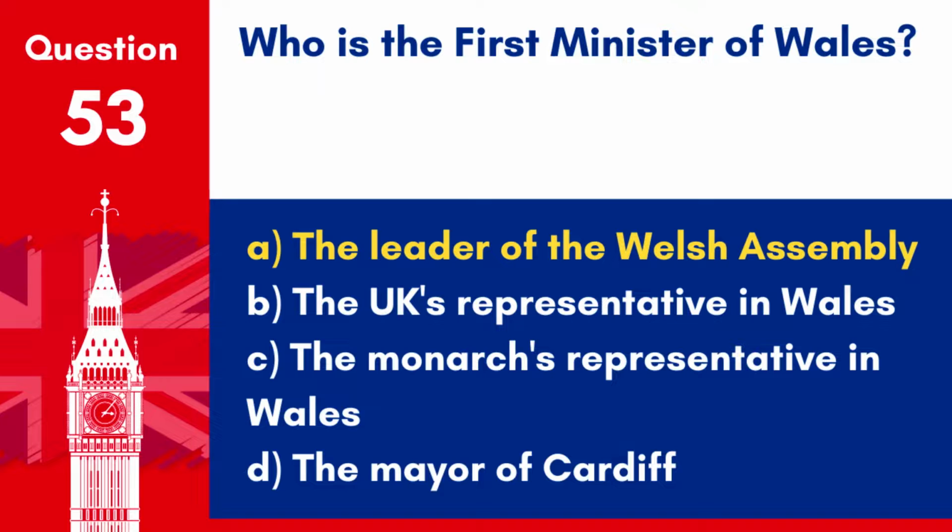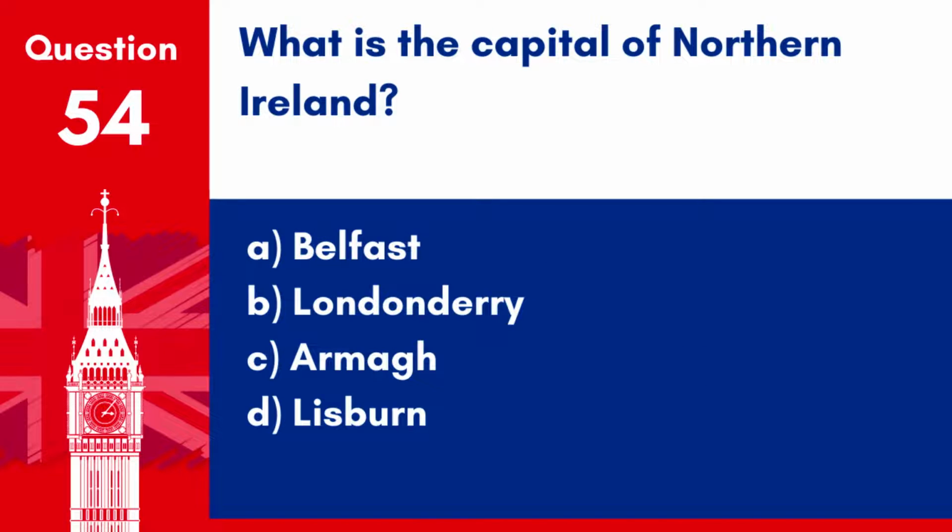Answer. A. The leader of the Welsh Assembly. The First Minister of Wales is the head of the Welsh Government, typically the leader of the political party that holds the majority of seats in the Senedd. Question 54. What is the capital of Northern Ireland? A. Belfast. B. Londonderry. C. Armagh. D. Lisburn.